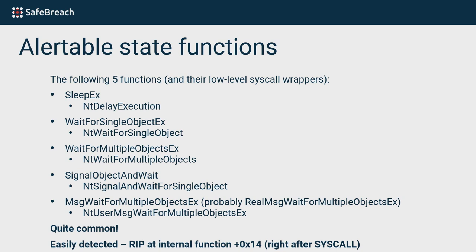If you think about it, any thread that waits for an object or waits for a signal is actually in an alertable state. Also of importance here, and I don't think this is documented elsewhere, it's quite easy to detect that the thread is in an alertable state, because all those internal functions in which the thread is parking will be at the function entry plus hex 14, which is the RIP right after the syscall. All those five internal functions share the same structure, and it's always a syscall, and at the end of the syscall it's hex 14. So if you see the RIP for a thread in SleepEx, say, plus hex 14, or in SignalObjectAndWait plus hex 14, it means that the thread is in an alertable state. Otherwise, it is not in an alertable state.